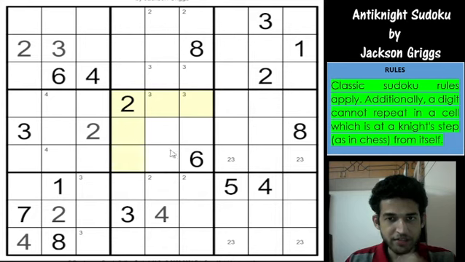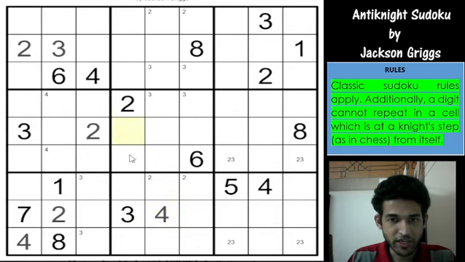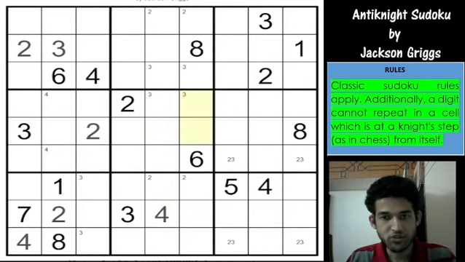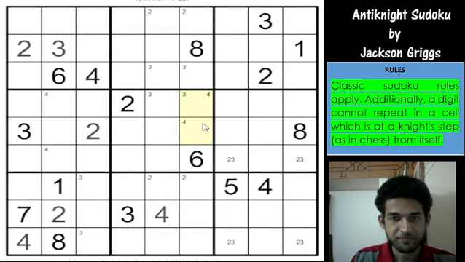4 in box 5, I see that is pretty restricted. 4 cannot be in column 5. 4 cannot be in this cell because it's at a knight step away, and 4 cannot be in this cell as well because this is at a knight step away, which means that 4 has two options, these two cells. And I think you can resolve this immediately because of this 4. This 4 removes the 4 from all these cells, right?